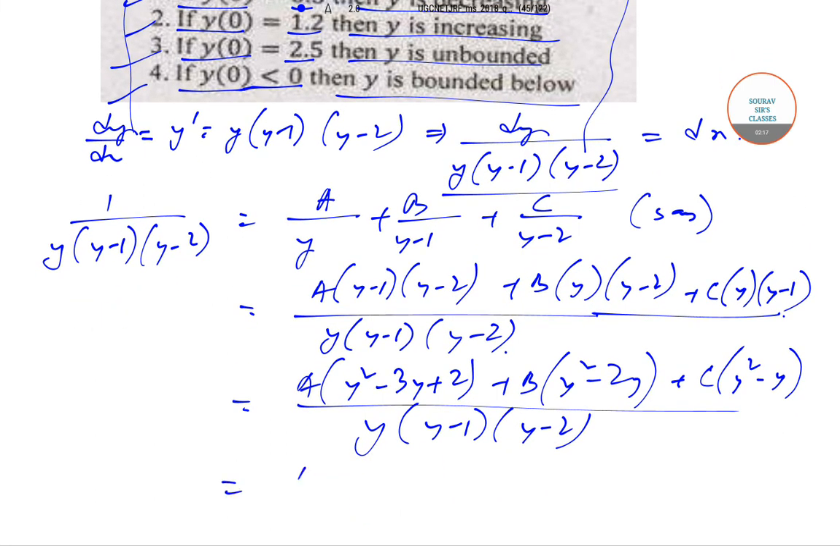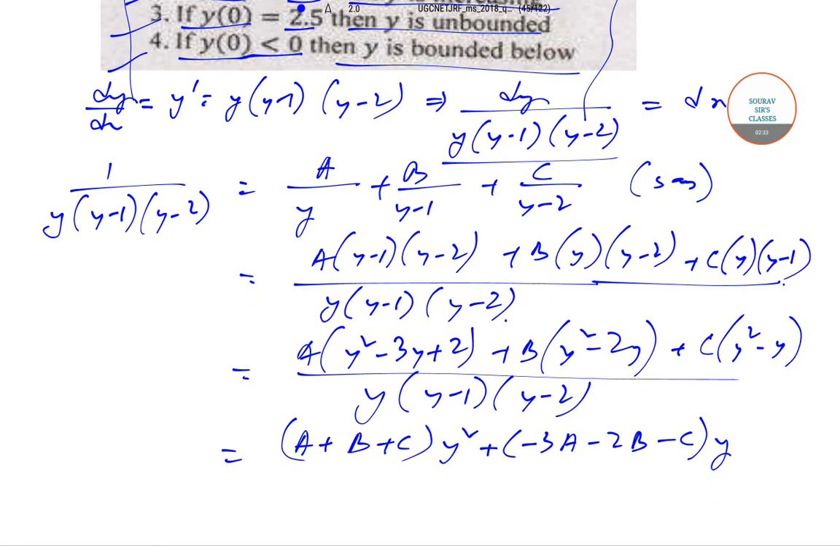So this will be equal to a plus b plus c into y square, plus minus 3a minus 2b minus c into y, plus twice of a, is equal to y into y minus 1 into y minus 2.